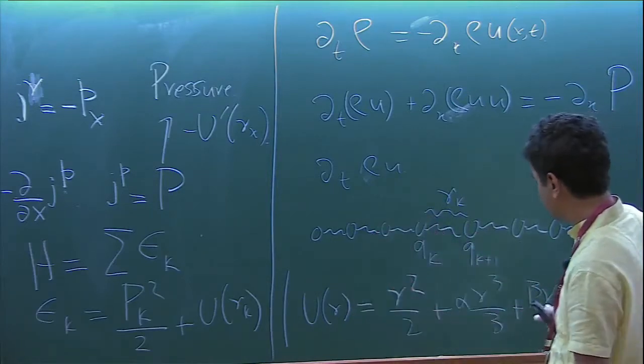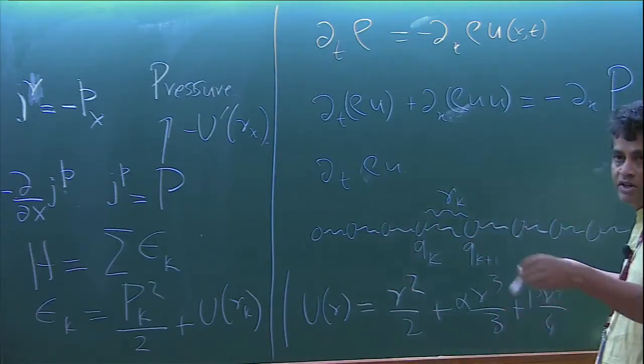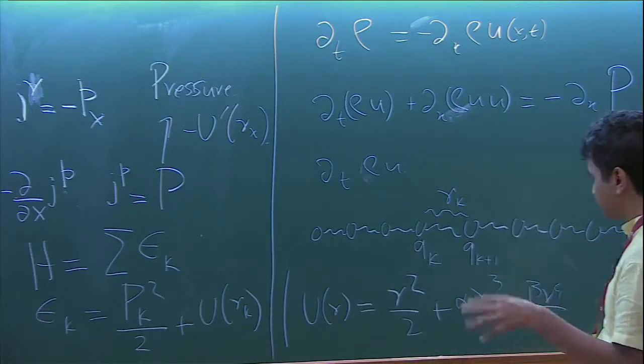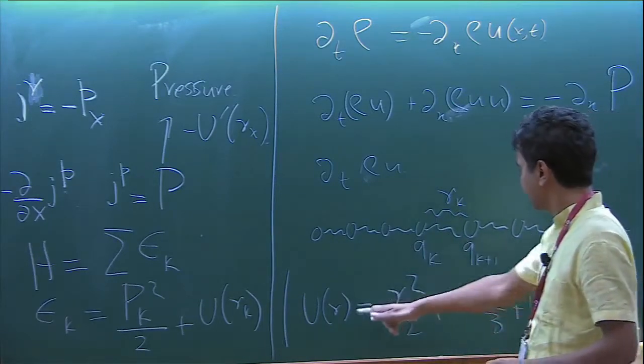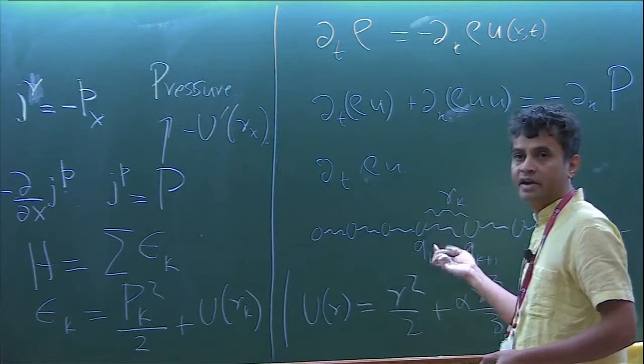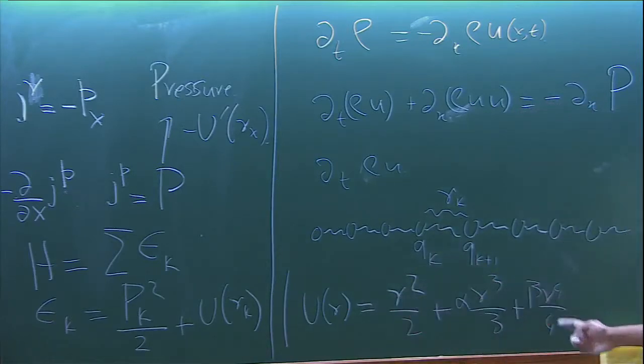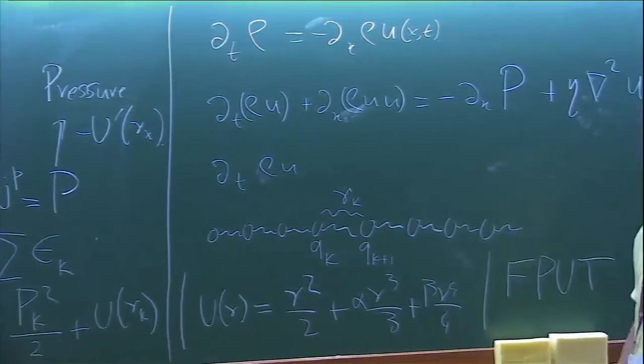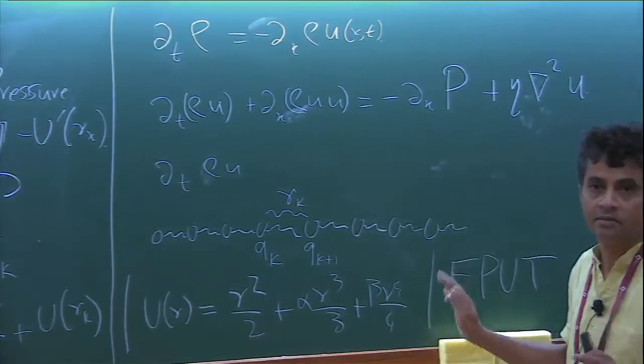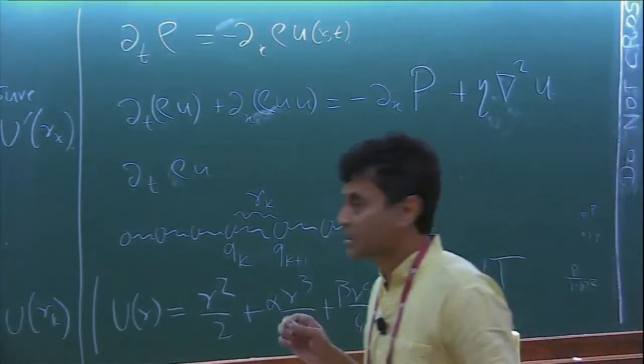You can put any boundary conditions. You can even put them on a ring of some size, so maybe that's easier, a periodic ring. And then the interaction potential just depends on a quadratic and this cubic and quartic term. And so this is basically the Fermi-Pasta-Ulam chain. Okay, so that's the system. That's clear, right?